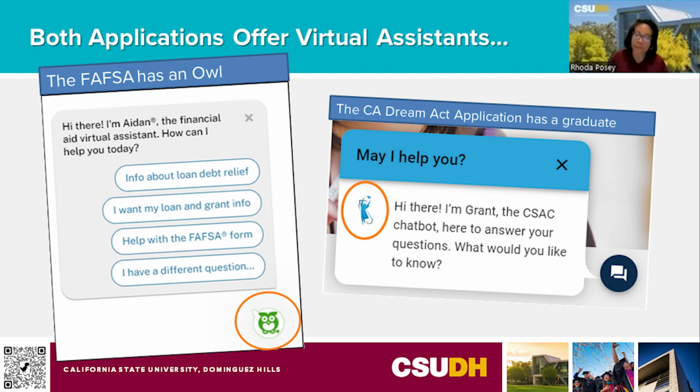Just a couple of tips here. Each application has their own virtual assistant. So the FAFSA has their OWL, where you can engage with the app and ask them questions or whatnot, get some help. And then the Cal Dream Act application has, in the lower right-hand corner, the little graduate icon there, okay?